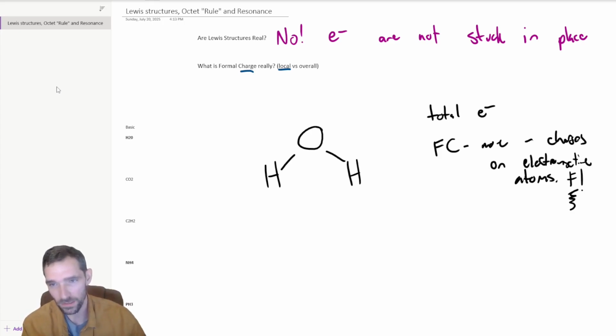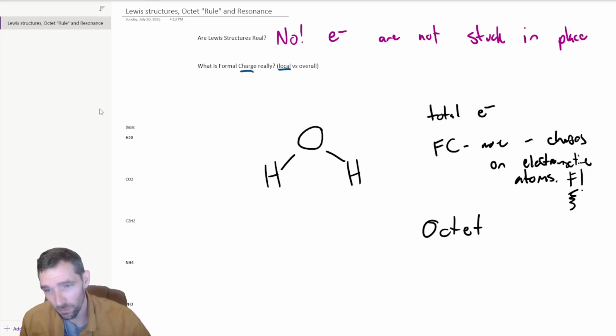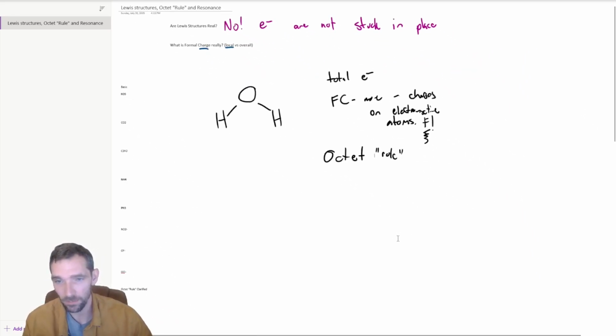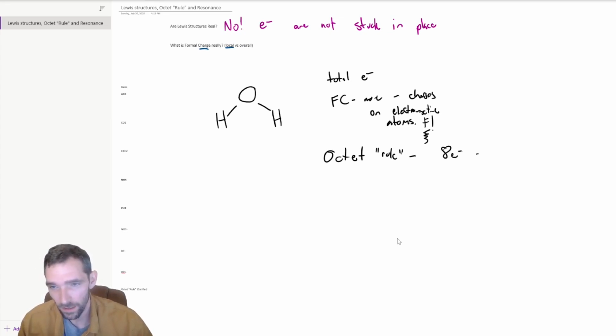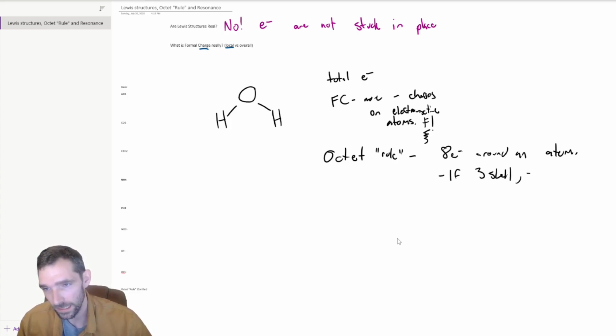And then we also want to think about the octet rule, which is going to be a bit more complicated than just always putting 8 electrons on things. But generally, we have 8 electrons around an atom. There are some exceptions to this. If you're in the third shell, you can have more, but it does not have to. So this prefers 8 electrons if possible.